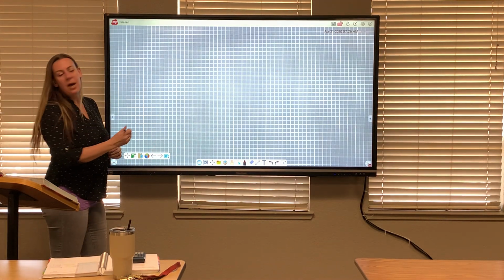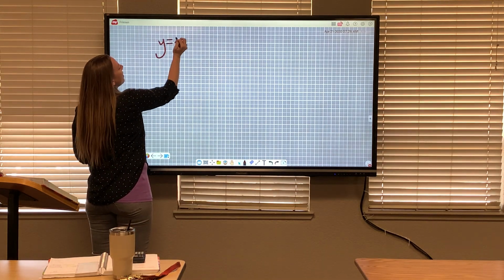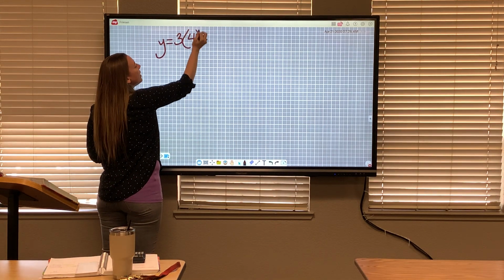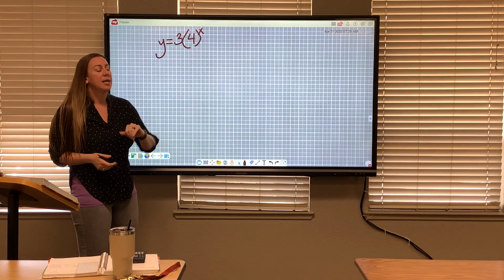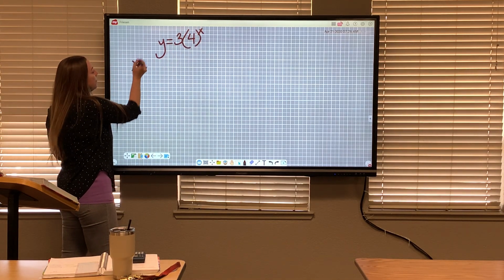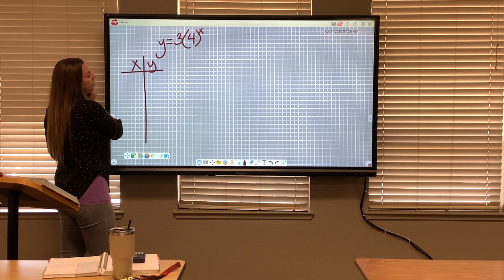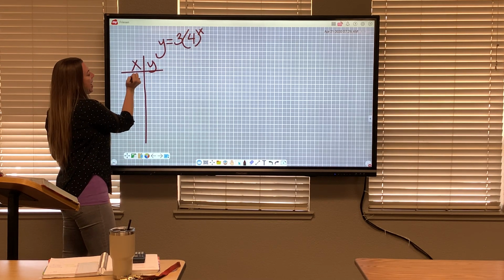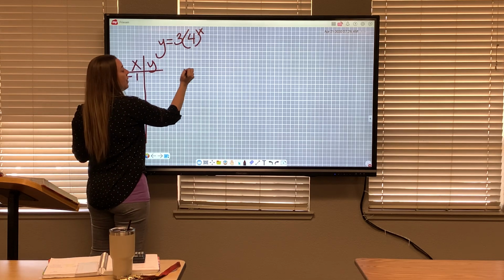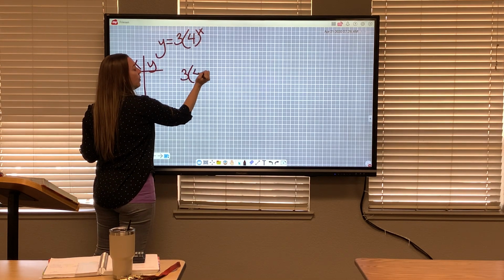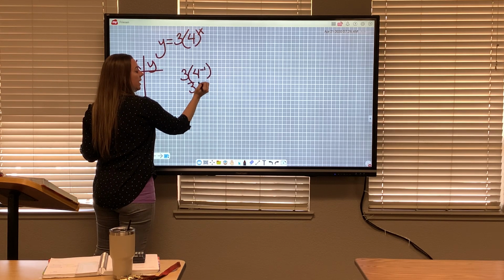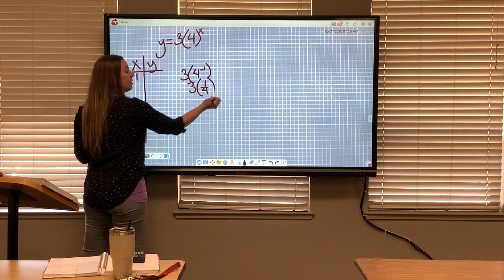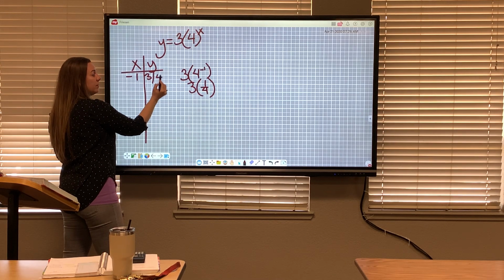Let's try another one. Let's go ahead and give the example that they have here. So 3 times 4 to the x power. So now we're not only doing something to an exponent, but we're multiplying it in front also. So let's say I have a -1 again. Now I'm saying 3 times 4 to the -1 power, which gives me 3 times 1/4. So here I have 3/4.